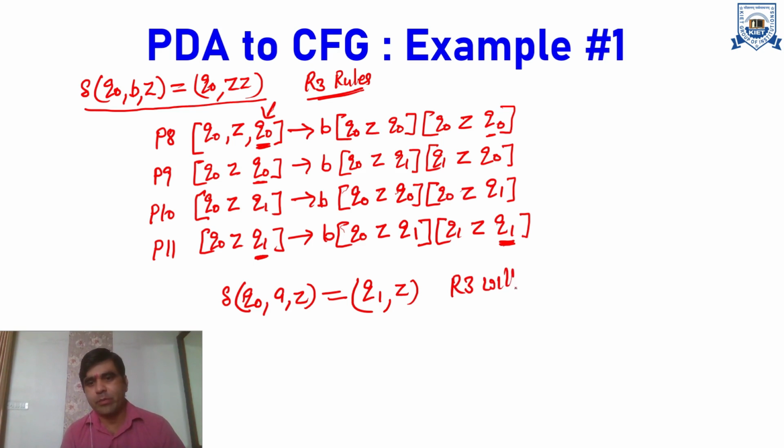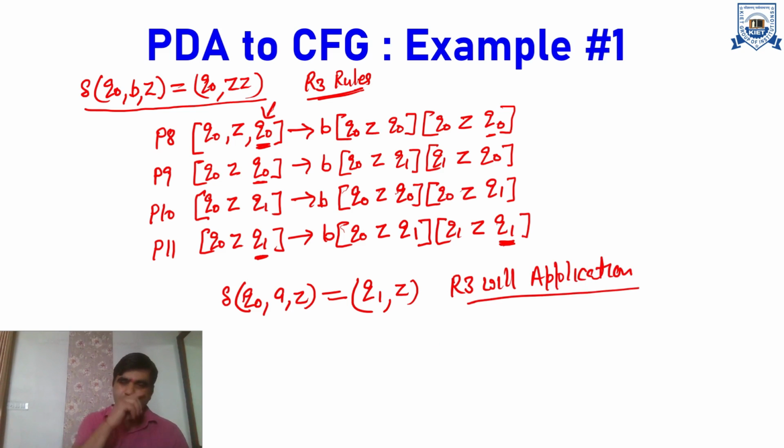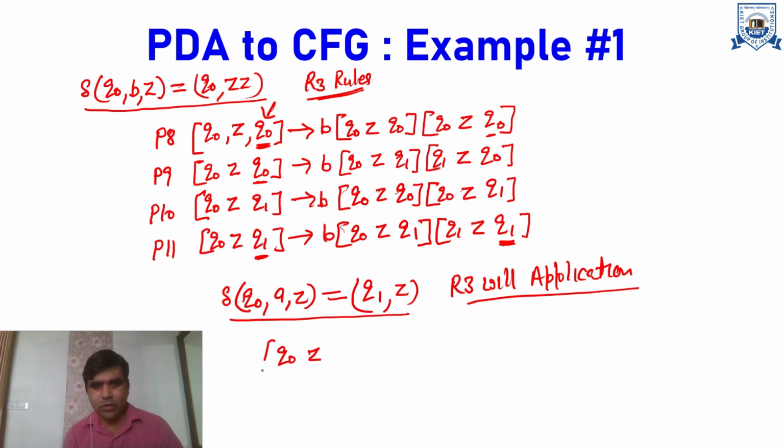R3 will be applicable. It says that such type of transition will introduce many production rules of the form of these triplets like we define here. So it is Q naught, this Z comes to the middle, and this third position will take all values. So let me take first Q naught.